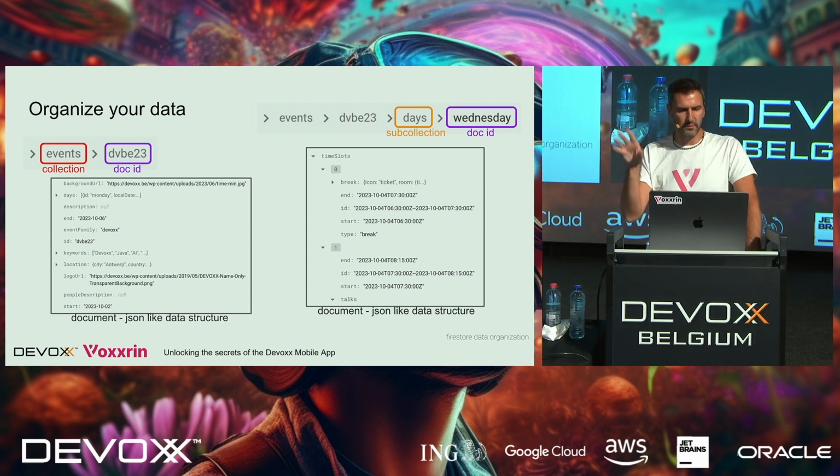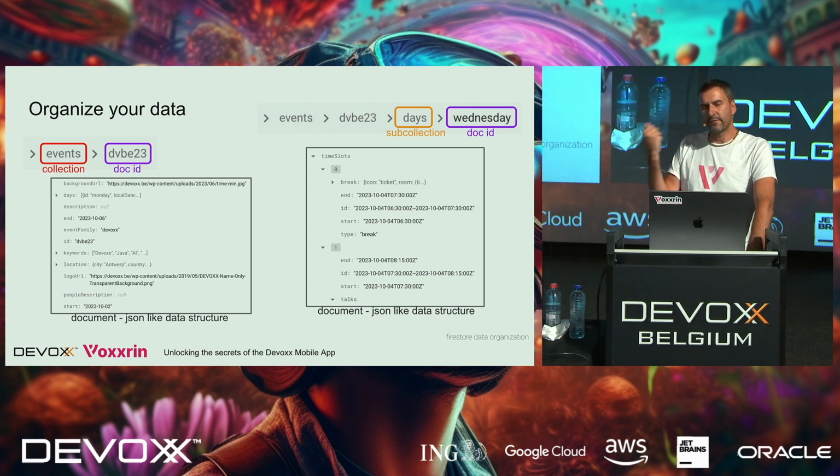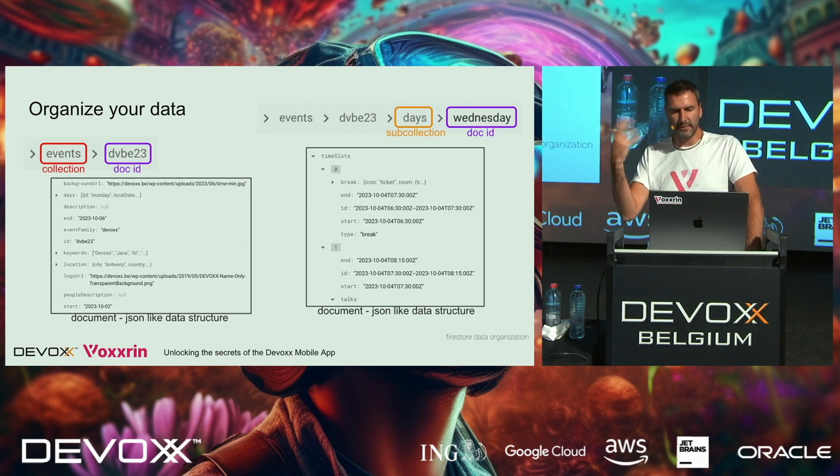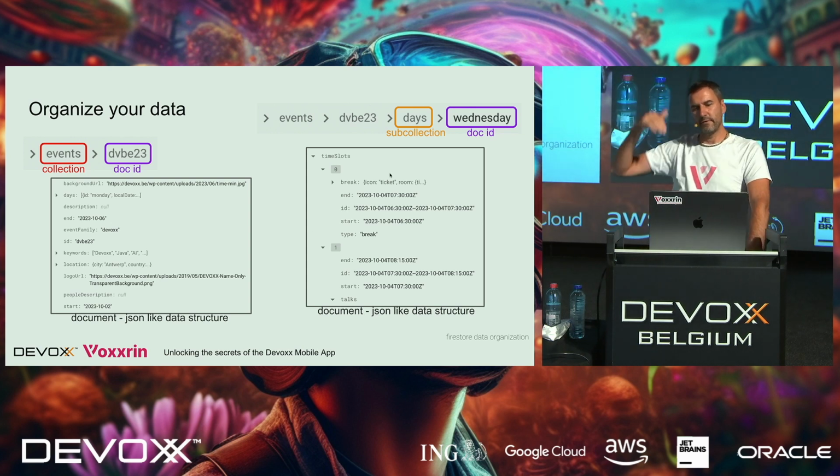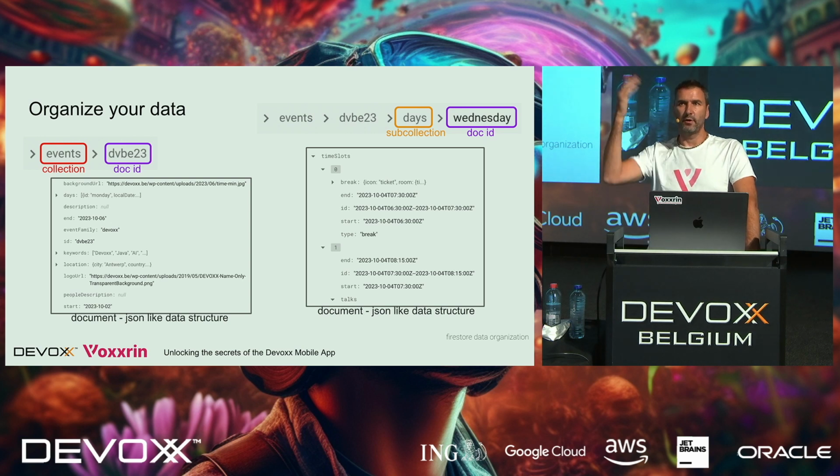This is not always the case. In other document-oriented databases like MongoDB, for instance, you don't get that feature of sub-collections. A sub-collection is a kind of collection embedded in the document. It's not really how it's implemented, but you can see it like that. So we can have a sub-collection called days in the document DVBE23 and have a document called Wednesday in the sub-collection of days. In this document, we've got the whole schedule of Wednesday of the conference. We get all the talk titles, all the time slots, and so on.